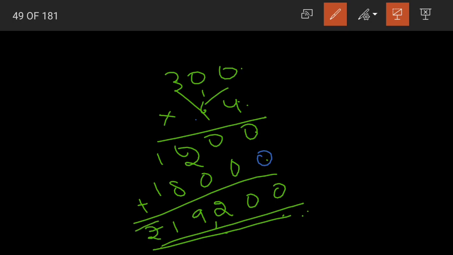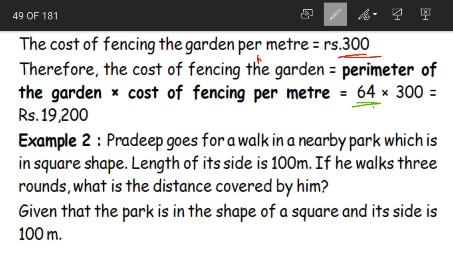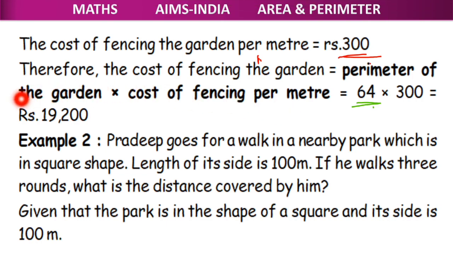What is this? This is in rupees. This is the cost of fencing our garden. That is the cost of fencing for 64 meters. What is this 64 meters? It is the perimeter of our garden. 19,200 is our final cost, or the total cost of fencing the garden area. Yes or no?